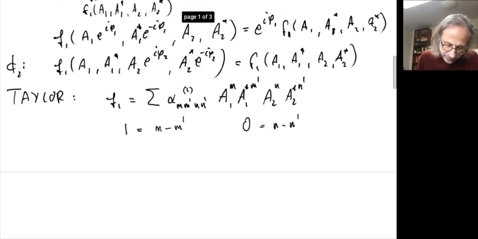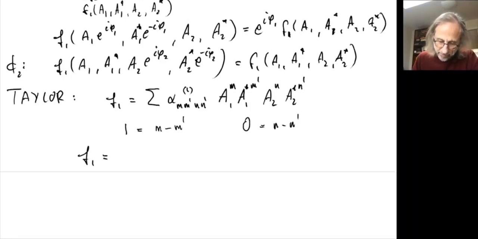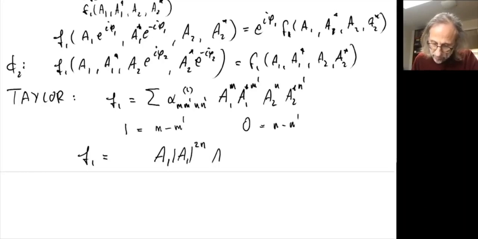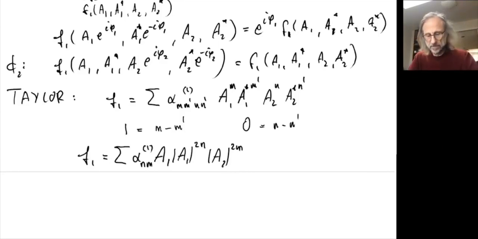And so that means our general term is given by, this one means that m is 1 bigger than m'. So the factor of A1 must be 1 bigger than the A1 star. So I can write it as A1 times A1 absolute value squared. Whereas for the A2, they have to be equal. So the general term is given by A1 times A1 absolute value squared to some power, and A2 absolute value squared to some power, and of course with some coefficients alpha. These are different coefficients, alpha and m. So that's F1.